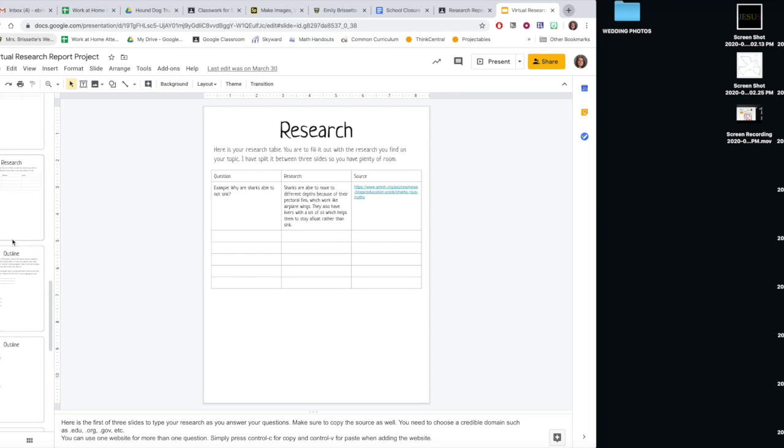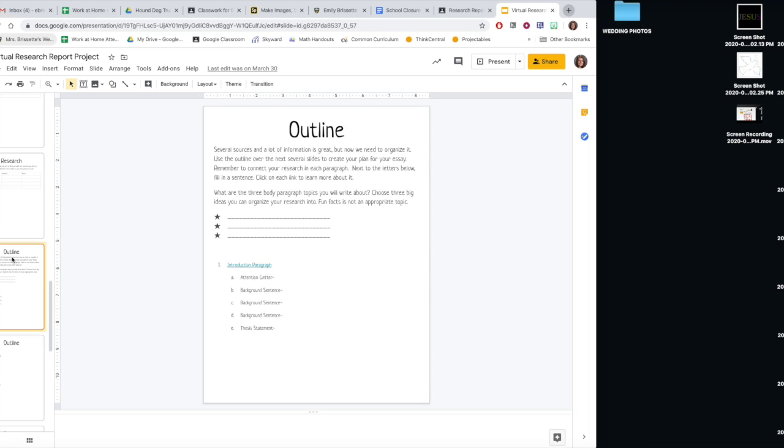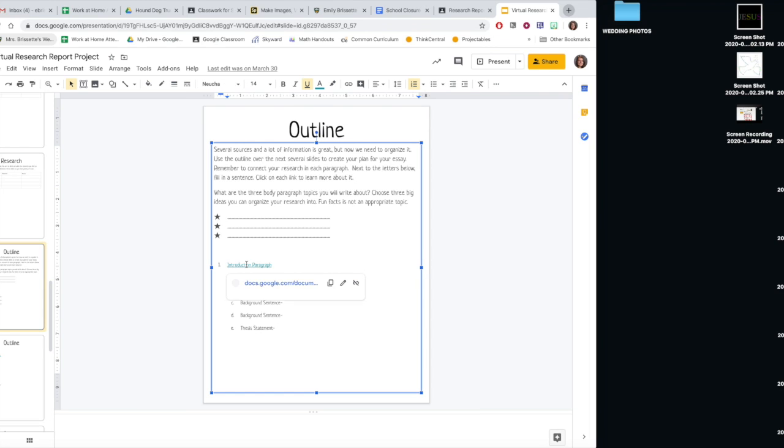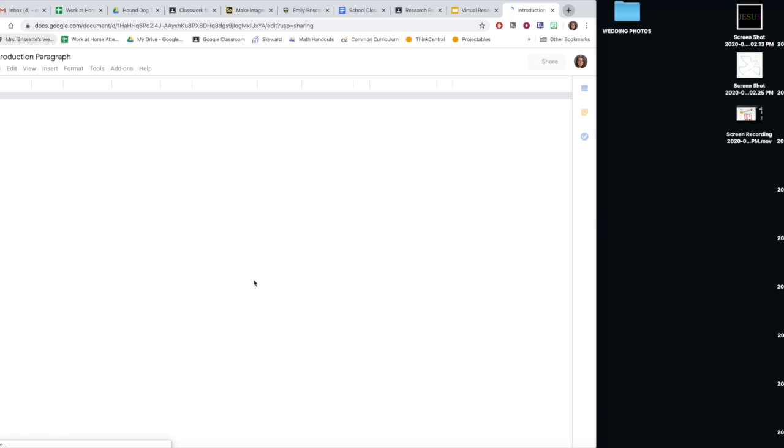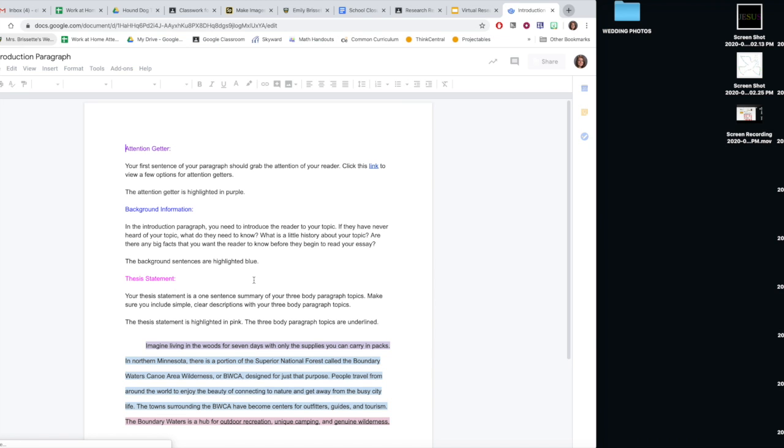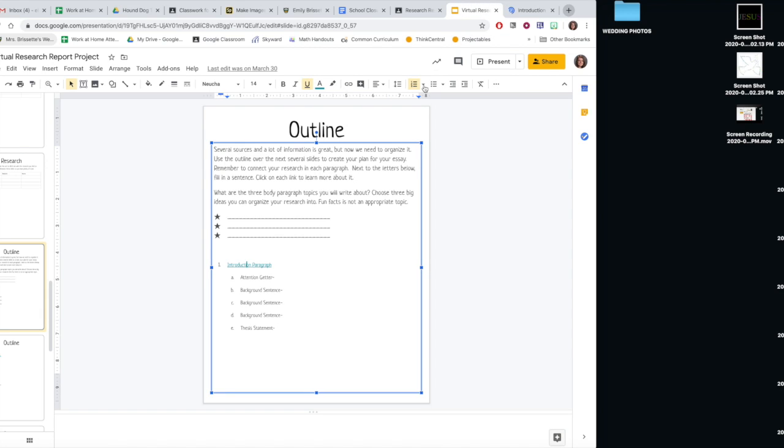Your next step is to put all your research into an outline. I have these blue links, and that tells you that you can click on it and it goes to a website. For the introduction paragraph, I have a whole resource for you about what every sentence should be for the parts of the paragraph, as well as an example paragraph. So I guess I'll back up a little bit.